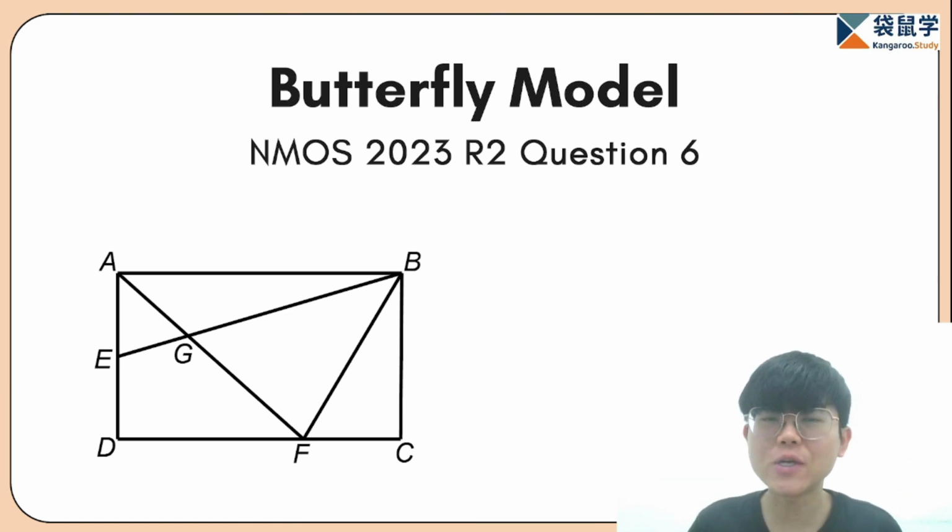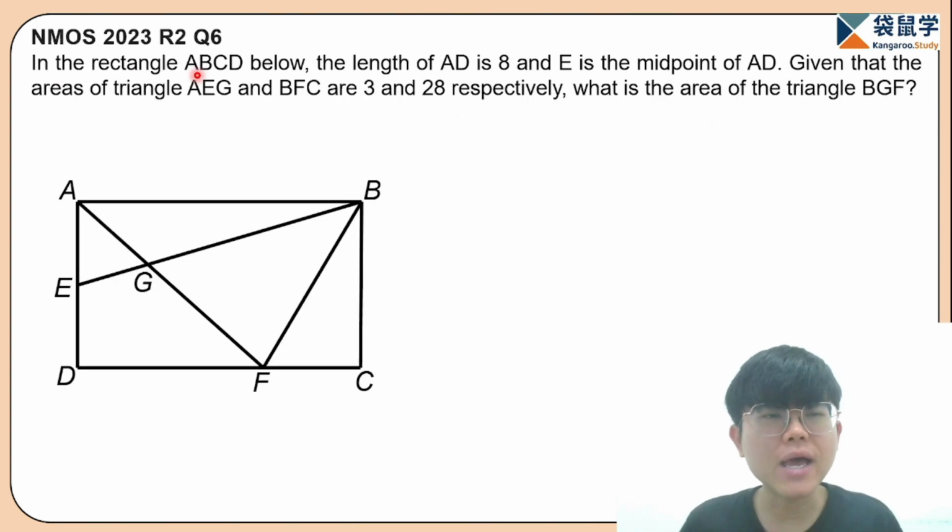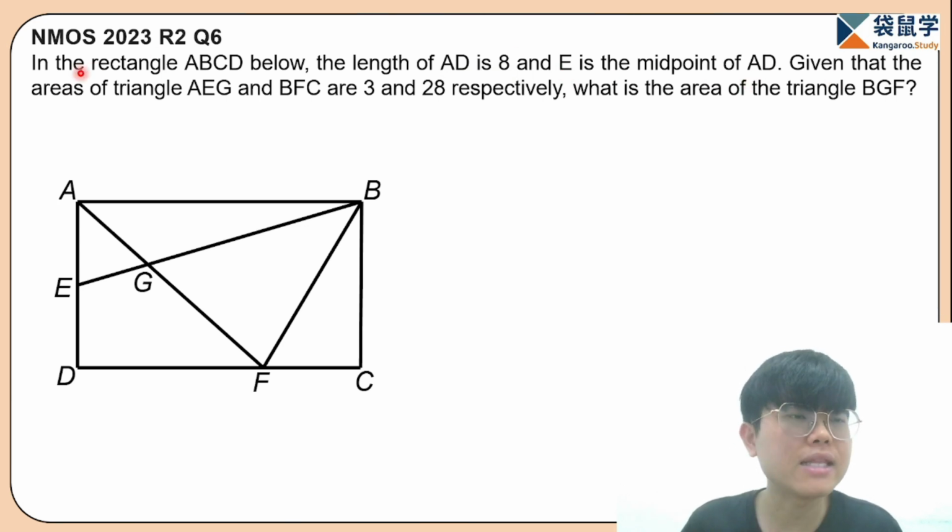Today, I'm going to talk about a question from NMOS 2023, which is about the butterfly model. Let's have a look. In the rectangle ABCD below, the length of AD is 8 and E is the midpoint of AD. Given that the areas of triangle AEG and BFC are 3 and 28 respectively, what is the area of the triangle BGF?